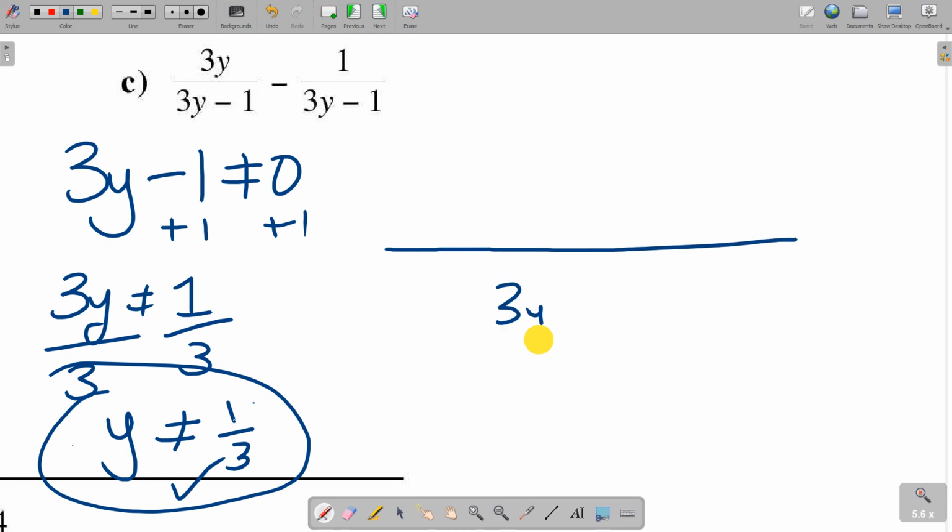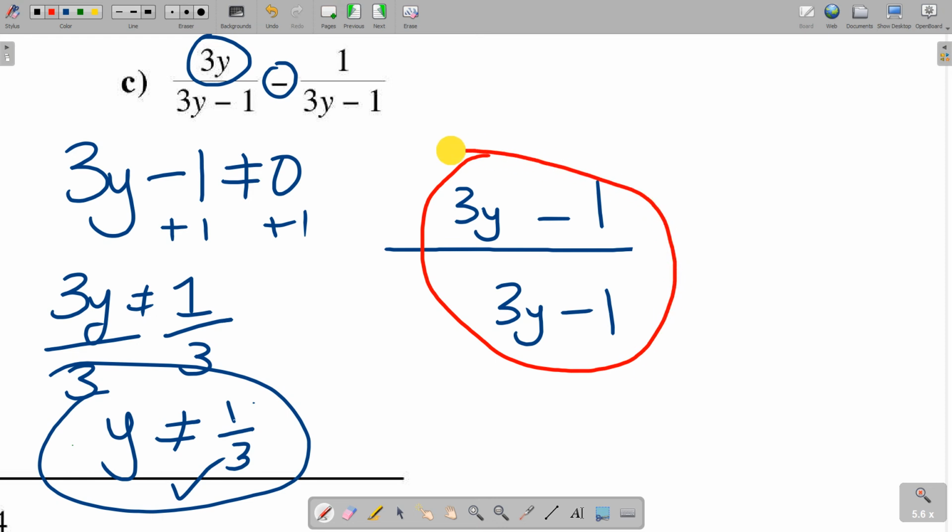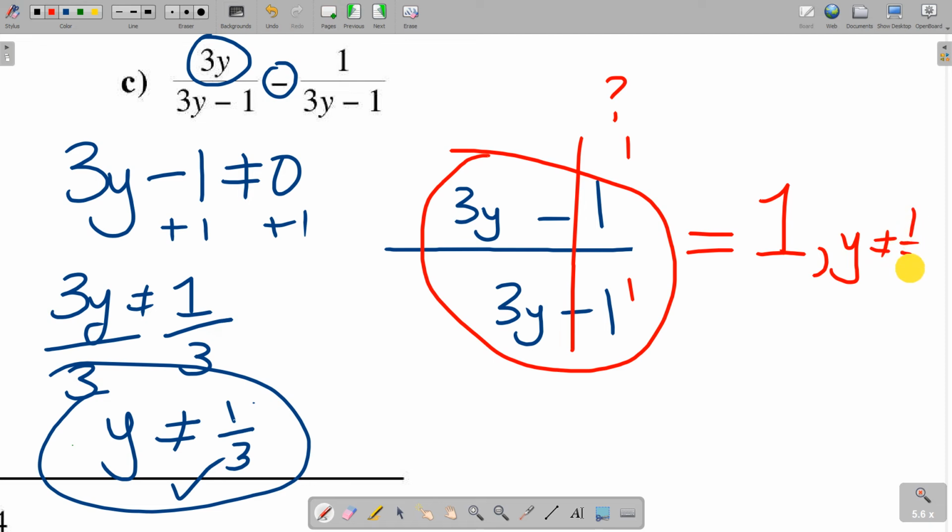Now, we have to see we have the same denominator, so we can proceed with the idea that we have 3y minus 1 on the denominator. We've got 3y minus 1. It appears that we have the same thing, top and bottom. Is it 0? No. It's a 1-to-1 ratio. This answer is 1, provided the y still can't be 1/3. Weird, hey?